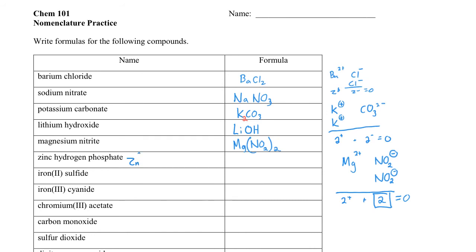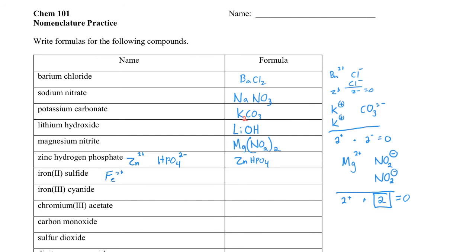Okay, a few more examples here. We have zinc hydrogen phosphate. Zinc is a fixed charge metal with a +2 charge, and hydrogen phosphate is HPO4 with a 2 negative charge. So we would write the formula ZnHPO4, and we just need 1 of each.